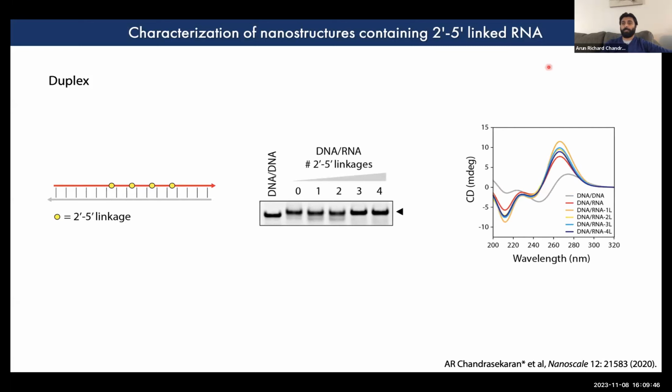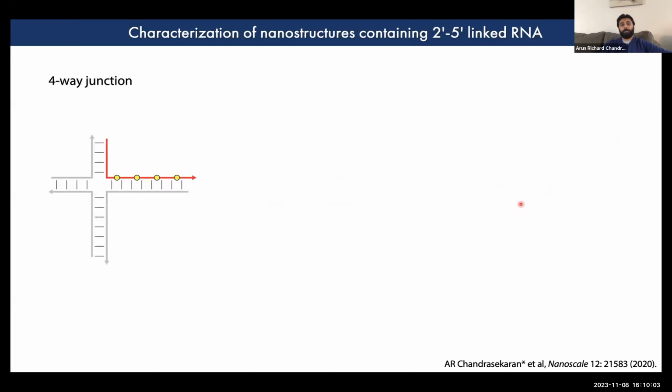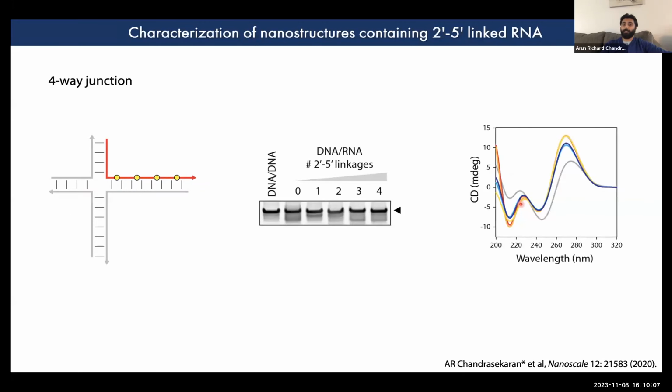We start off with DNA shown in gray, and as we incorporate the RNA and RNA 2'-5' linkages, we can see the shift from the B form to the A form, which is expected because we are changing one strand to RNA. We next performed the same experiment for a 4-way junction. We confirmed assembly and tested it using CD spectra with the same results.